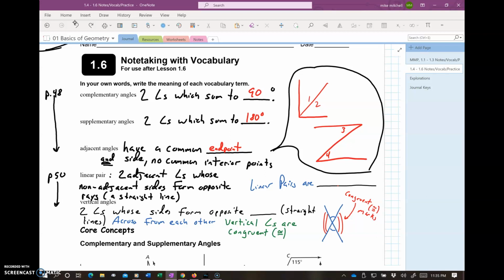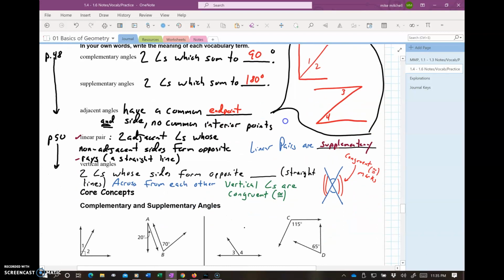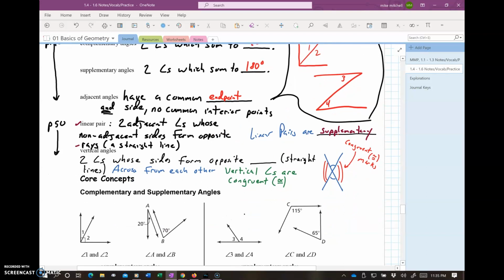And these are all on the next page too. You're going to see these more again. Page 50. Linear pair: two adjacent angles whose non-adjacent sides form opposite rays. That continues over here. Linear pairs are supplementary. That's going to be really important. We'll look at recognizing those on diagrams shortly, rather than try to explain it again up here.